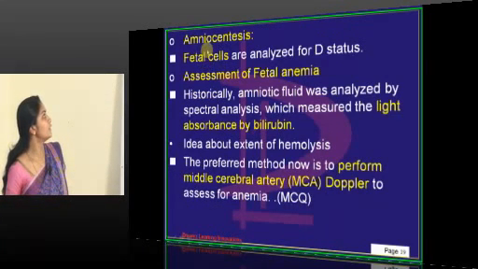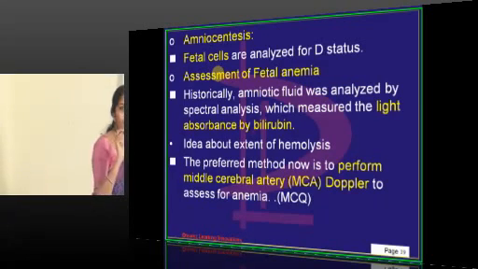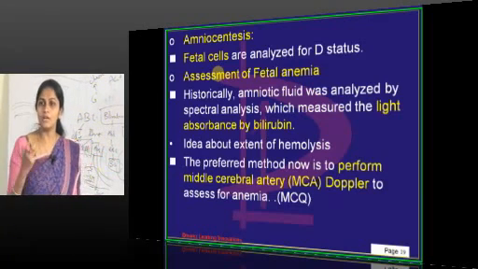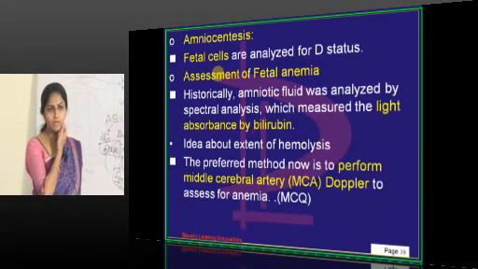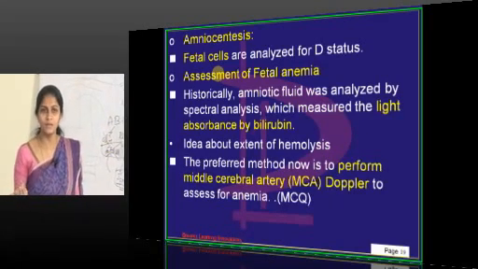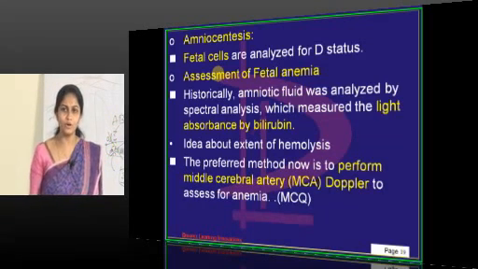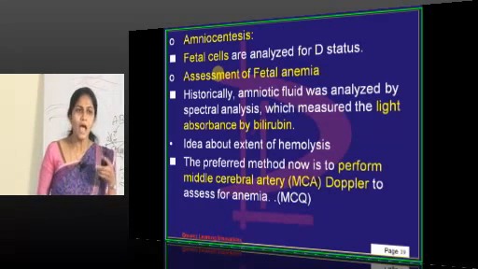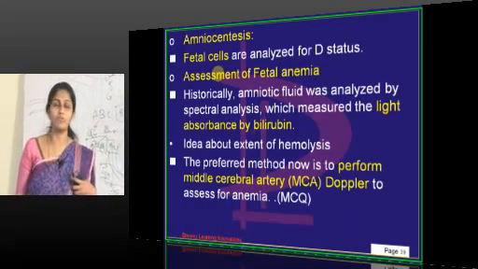So what am I going to do with this amniocentesis? From the amniotic fluid, what substance am I going to take? Bilirubin levels. Where have these bilirubin levels come from? From RBCs, the fetal RBCs, due to damage of the fetal RBCs. That is why we see it in the amniotic fluid. We are not taking it from the mother; we are taking it from the fetal amniotic fluid.